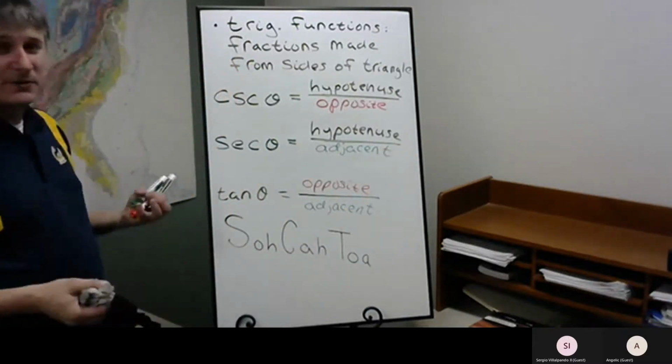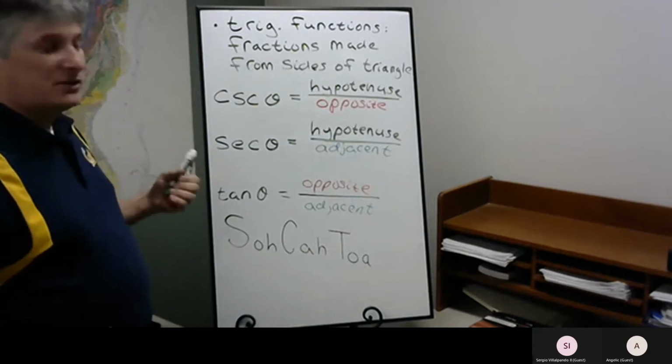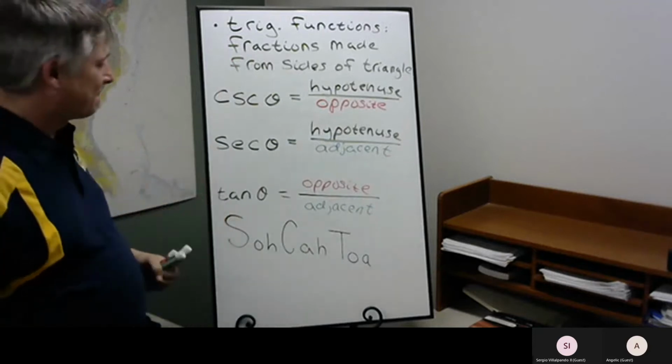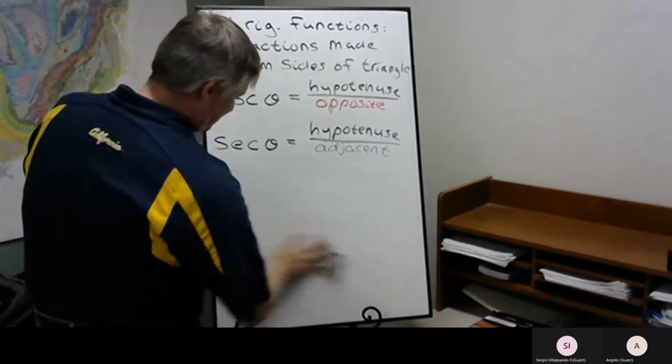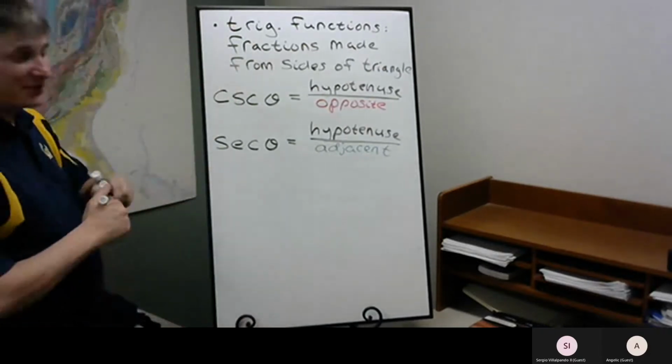It's hypotenuse over adjacent, or you just flip the cosine function. Then there's cotangent.